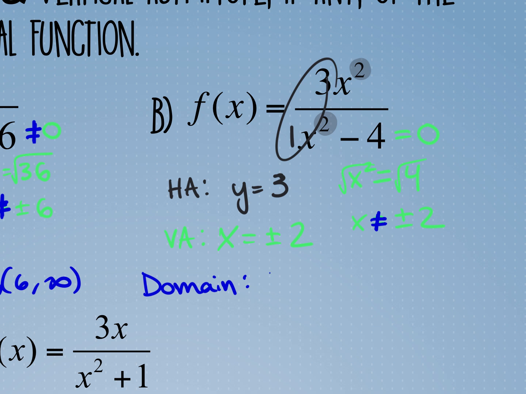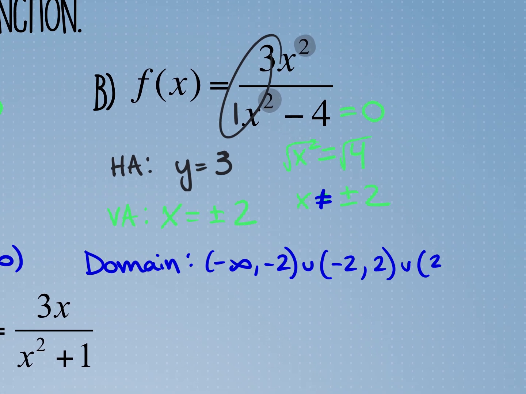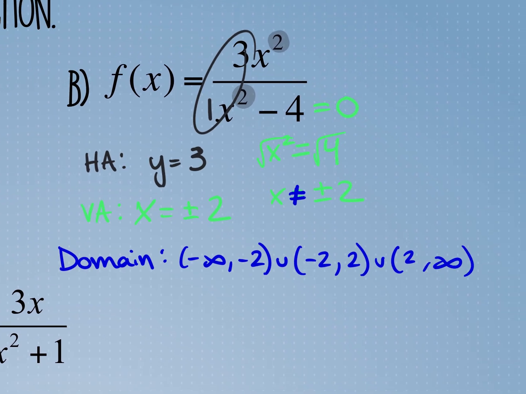Negative infinity to negative 2, union, negative 2 to 2, union, 2 to infinity. Awesome. Negative infinity to negative 2, negative 2 to 2, and 2 to infinity. It's all real numbers except negative 2 and 2. So we have to include that or show that gap at negative 2 and 2. Any questions here?